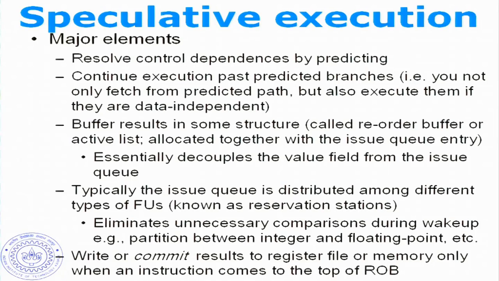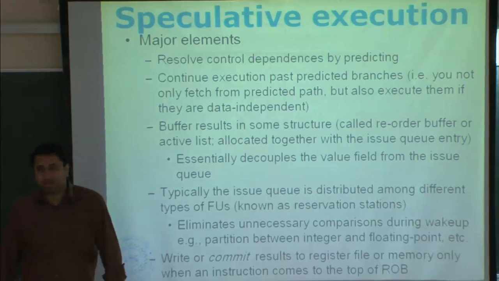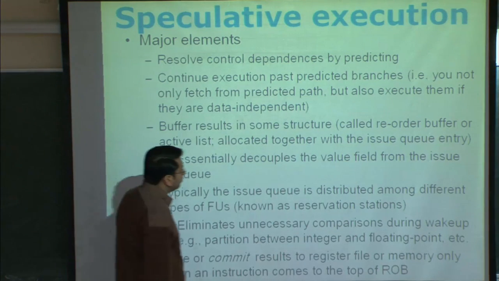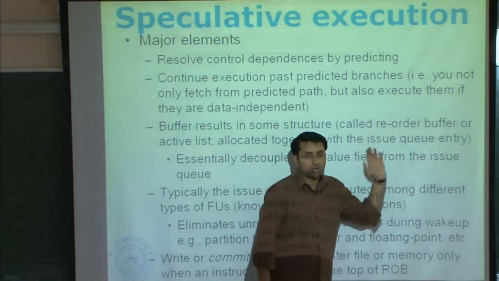So resolve control dependencies by predicting. Continue execution past predicted branches. That is, you not only fetch from the predicted path, but also execute them if they're data independent. We have already discussed this also. Buffer results in some structure. This is called a reorder buffer or an active list, depending on the processor architecture. Active list is the term used by MIPS architectures. Otherwise, in most other processors, you'll see the term reorder buffer.